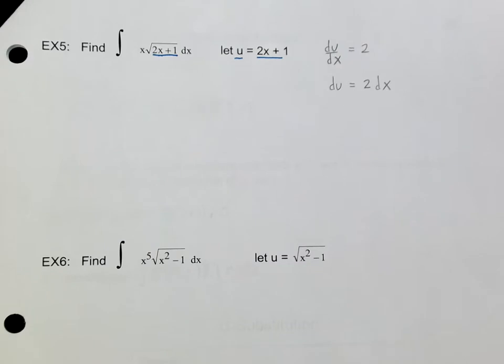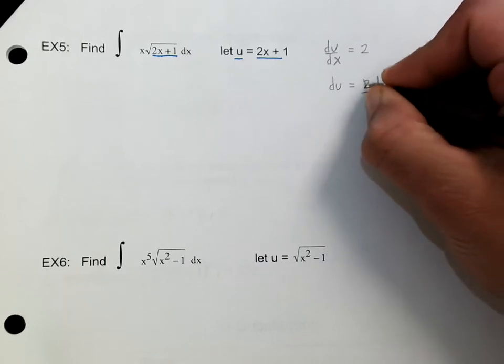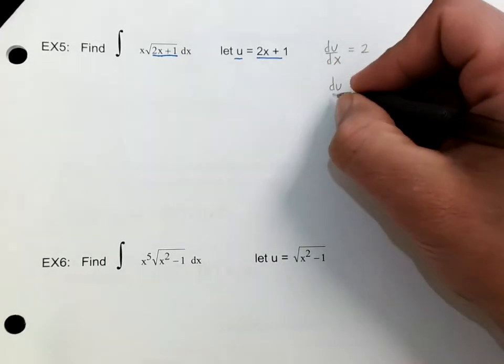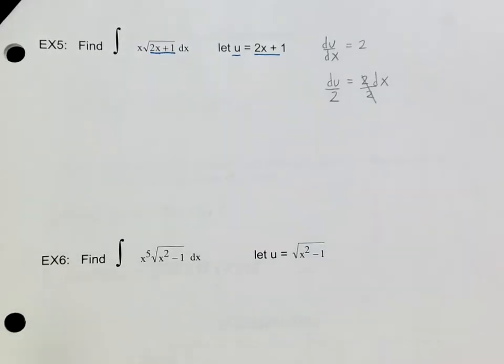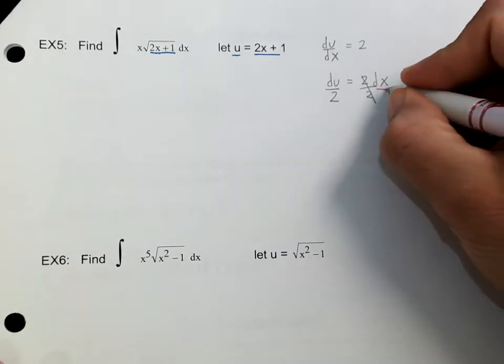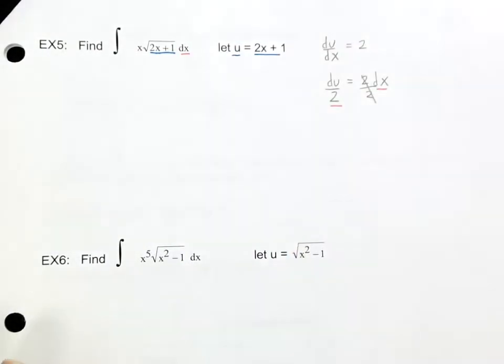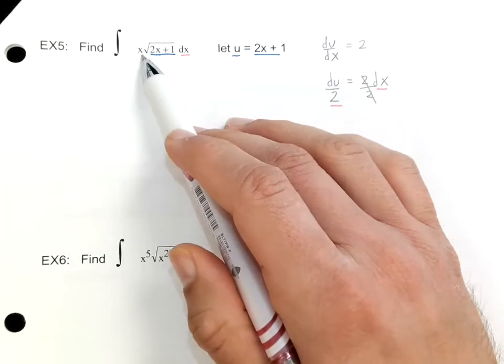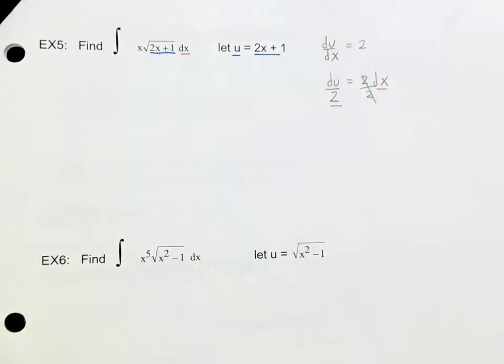So I need to get rid of that 2, and I'm going to do it in the same manner that I did the last problem. If I want to get rid of that 2, well, I'm just going to divide this by 2, and if I divide this by 2, I have to divide this by 2. Okay, so far, what I have is dx. Alright, so I have those two parts, but notice that what I'm missing is that x. I don't have a way to replace this x yet.